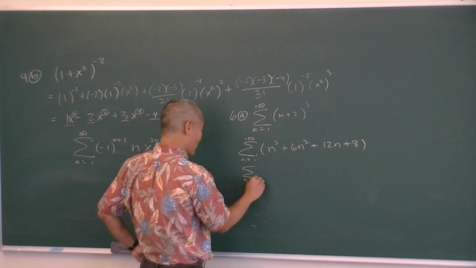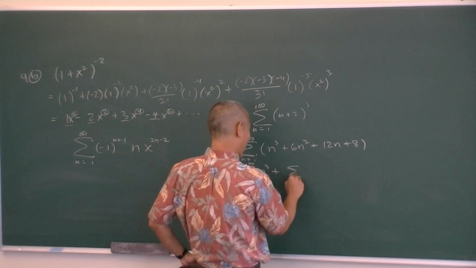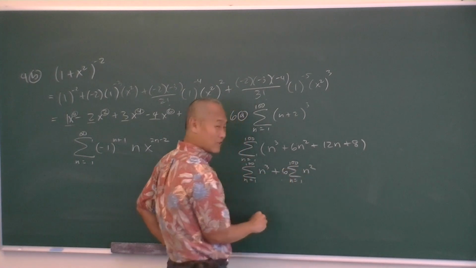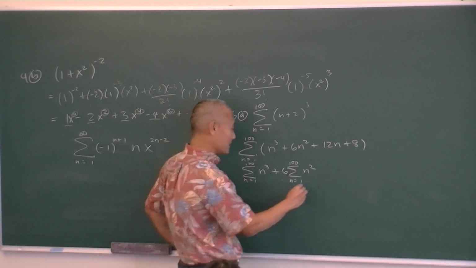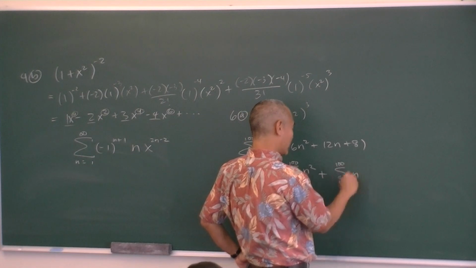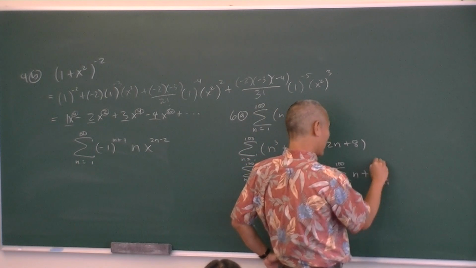Sigma, n equals 1 to 100, n cubed, plus sigma, n equals 1 to 100, 6n squared, but you can throw the 6 on the outside, right? Right. You guys remember these, right? Yep. Plus sigma, n equals 1 to 100, and throw the 12 on the outside, plus sigma, n equals 1 to 100, of 8.